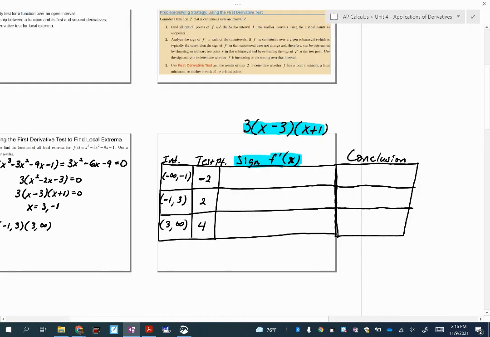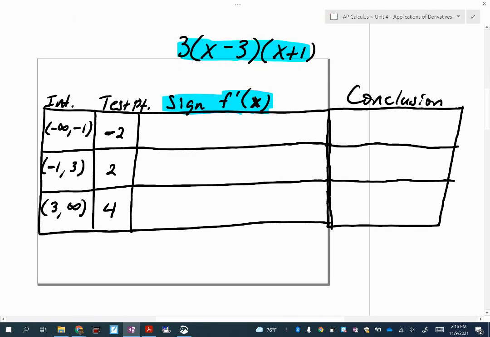If you want, you guys have Desmos at your fingertips, so feel free to just plug in these values, my test points, into this, and you can find the sign of whatever it spits out. But I want to go by what you should be doing to do the calculus, and I don't care about the actual value, I just care about the sign. So my 3 is a positive. -2 minus 3 is a negative, and -2 plus 1 is a negative. So a positive times a negative will be a positive.